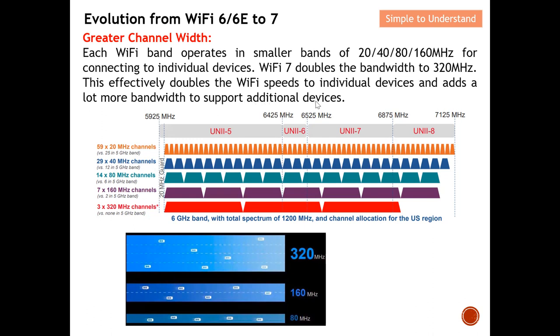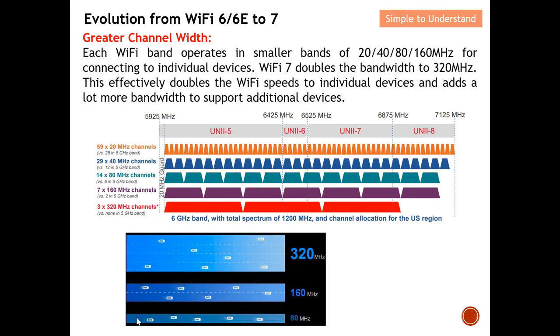In short, what Wi-Fi 7 offers is a larger channel bandwidth. When you have a larger channel bandwidth, you can increase the throughput, which I will explain later on. Besides increasing the throughput, we can also serve more users because the channel bandwidth is larger. Let's take a look at this.